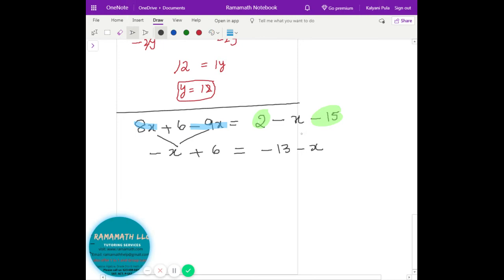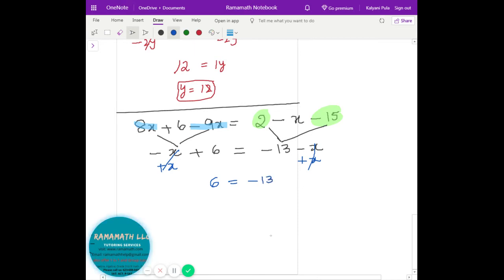Now, once you get this, it's really a really good question. The tricky question is, now I see minus x here and minus x here. What do I do? Can you cancel it out? Yeah, we can cancel it out, because I can add x here, cross this out, add x here, cross this out. Now I end up with 6 equal negative 13.